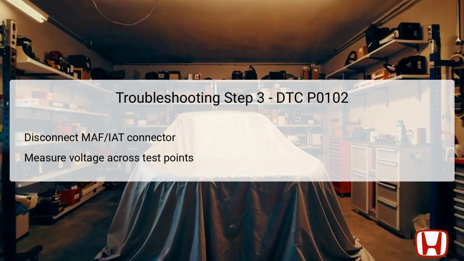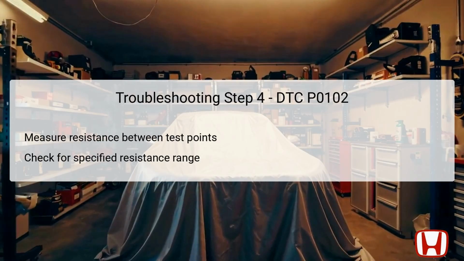Test point 1 corresponds to the MAF sensor, IAT sensor, connector number 3, white wire, and test point 2 is the body ground. If a battery voltage reading is present at test point 1, it confirms that the IG1 wire is functioning correctly, leading you to progress to the next troubleshooting step. Conversely, if no voltage is detected, it indicates an open circuit in the IG1 wire that needs repair.